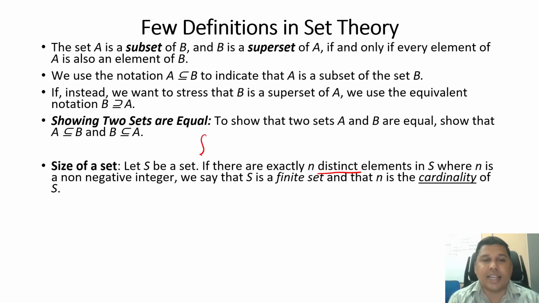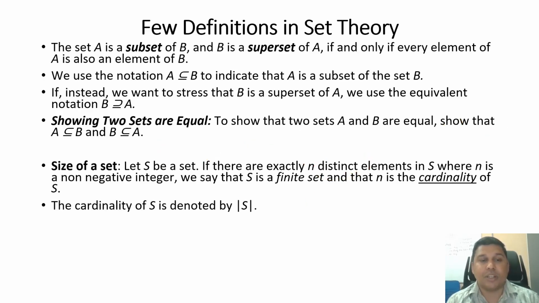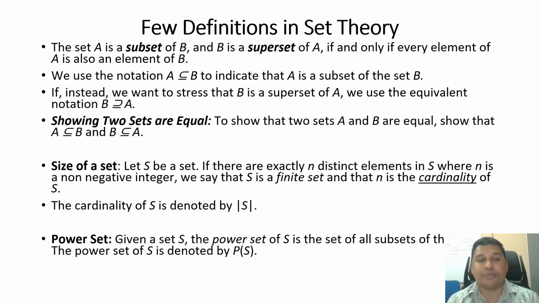So if there is a set like this, 1, 2, 3, 3, 3 and 4, 4 and 5, in this case, the cardinality of this set S is not 8. It is 5 because we are talking about distinct elements available in the set. So we use this symbol, the modulus symbol, to indicate the cardinality of the set.